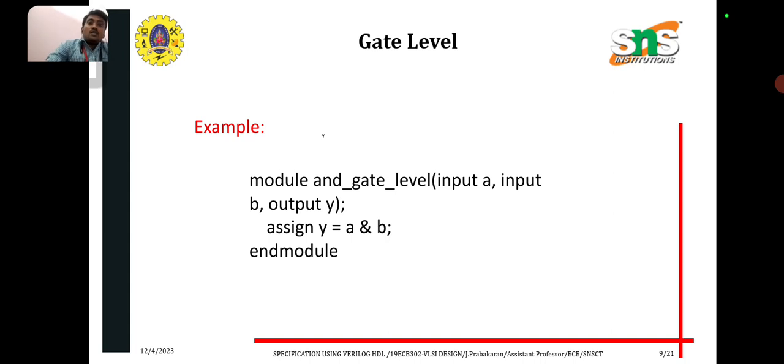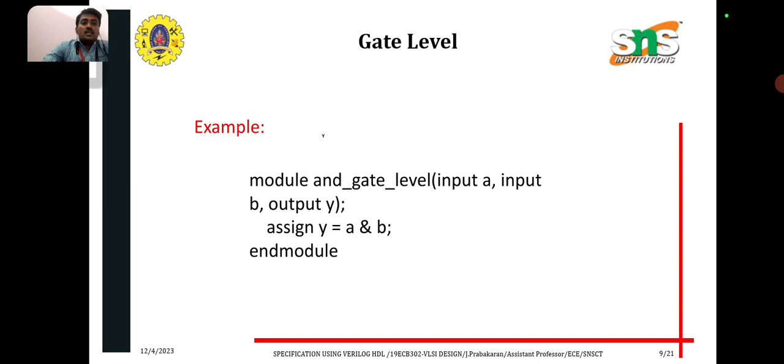Gate level modeling provides a more detailed view of the hardware compared to higher abstraction levels. It allows for precise control over the circuit structure and is often used in scenarios where the designer needs to have a direct influence on the logic gates and their connections.